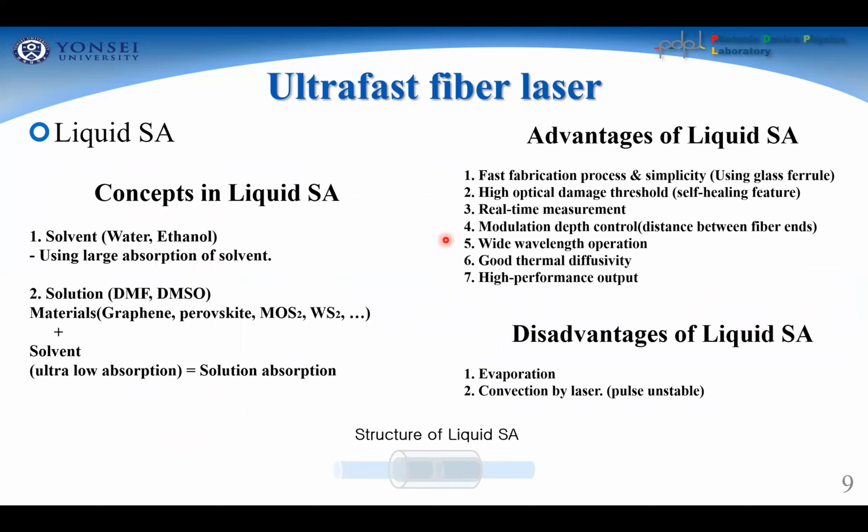And I'm going to start on other materials. The previous one was the solid-state saturable absorber, but this part is the liquid saturable absorber. The concept of the liquid saturable absorber has two types. One is the solvent type, which is water or ethanol like this. We can use the high and large absorption of the solvent to make a saturable absorber. And the other is the solution, a combination of the materials and solvent.